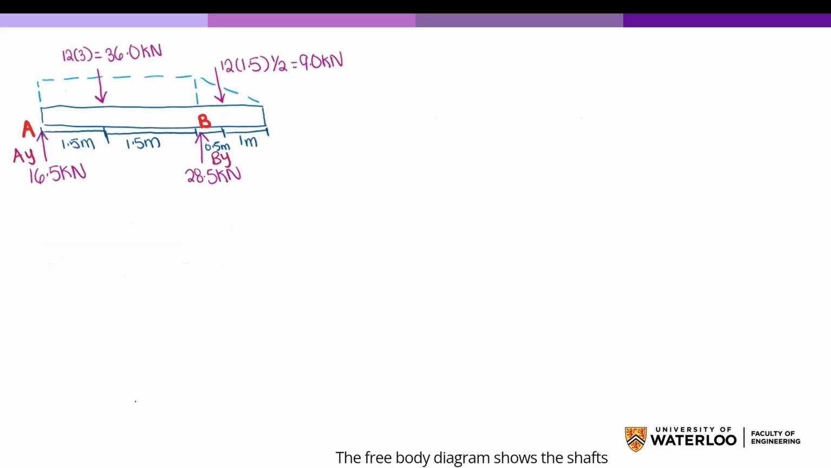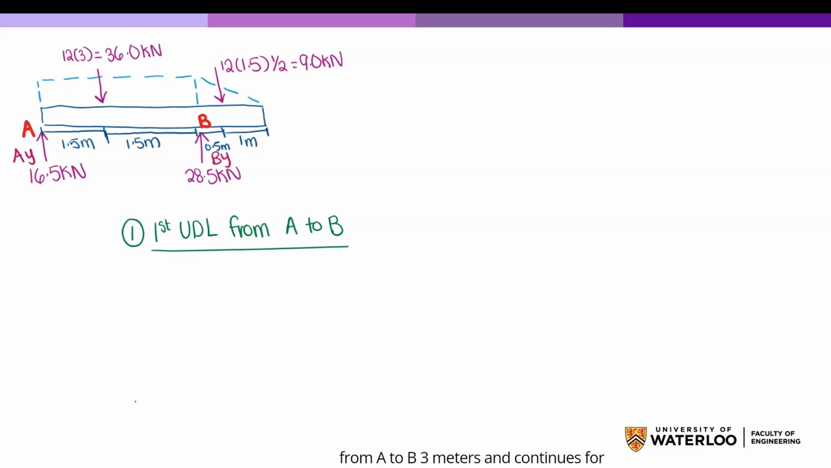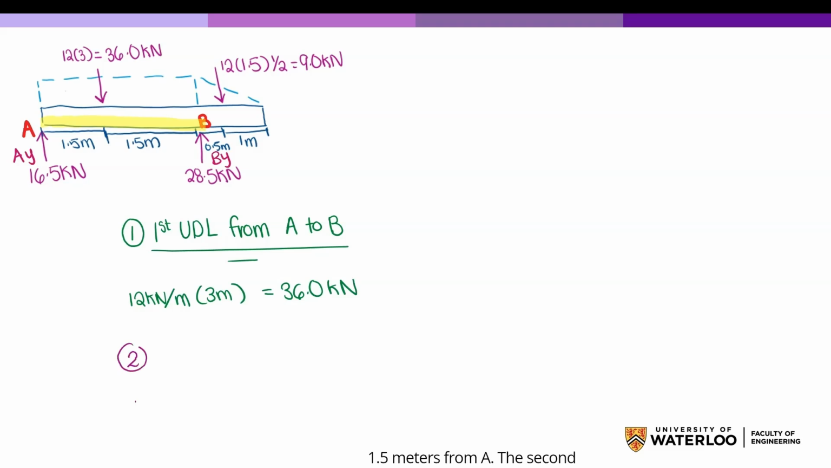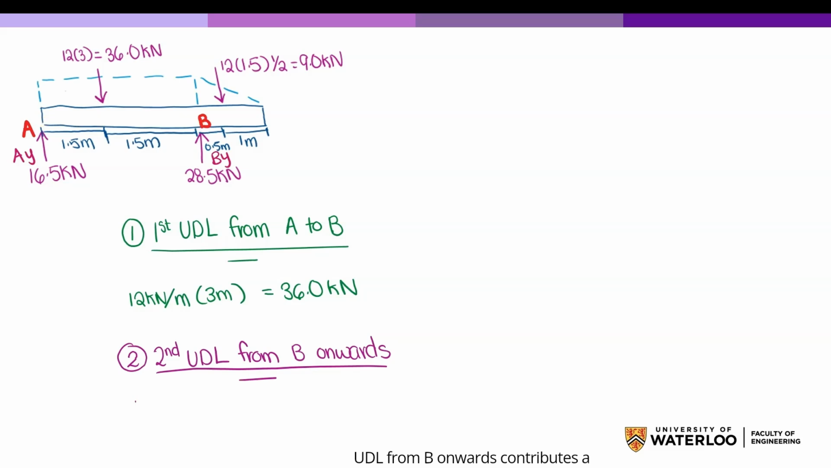The free body diagram shows the shaft supported by smooth journal bearings at A and B, which provide only vertical reactions. The UDL of 12 kilonewtons per meter extends from A to B, 3 meters, and continues for another 1.5 meters beyond B. To simplify calculations, replace the UDLs with their equivalent point loads. The first UDL from A to B is 3 meters, which contributes a force of 36 kilonewtons, acting at its centroid, 1.5 meters from A. The second UDL from B onwards contributes a force of 9 kilonewtons, acting at 0.5 meters from B.